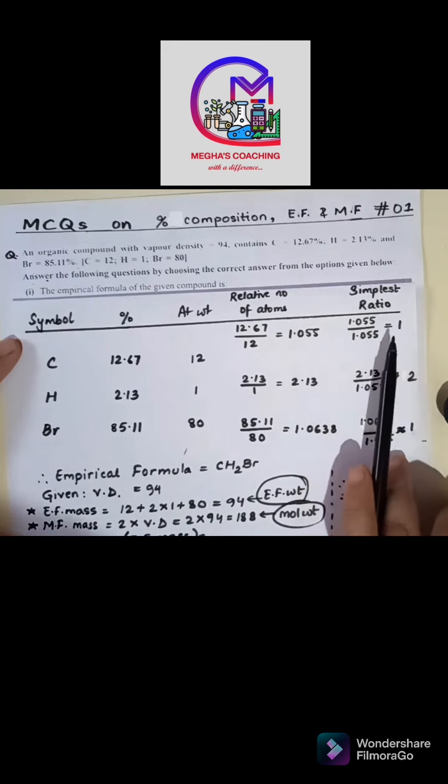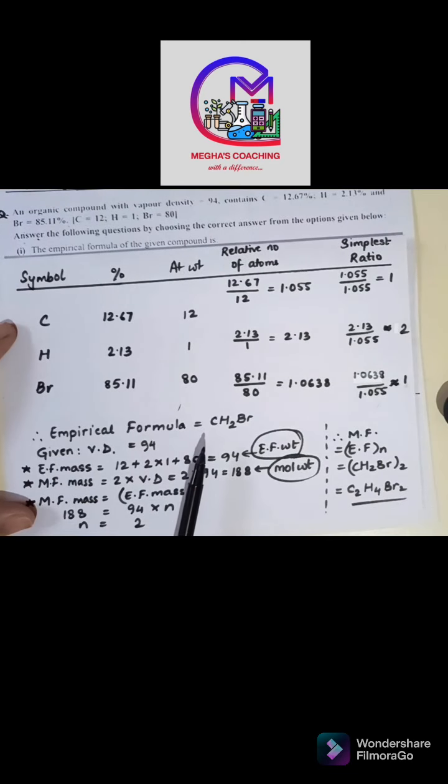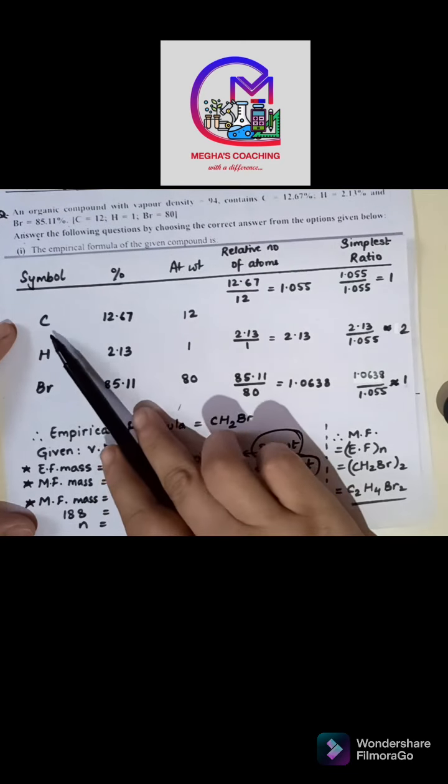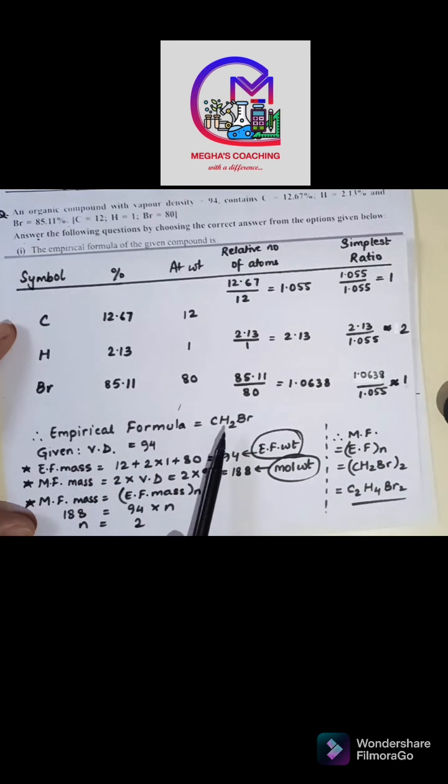So here you will get almost 1, and we can just take the approx values also over here. So this is 2 and this is 1. Now from this we will get the empirical formula, which is CH2Br. Why? Because C is 1, H is 2 and Br is 1. So CH2Br, we get the empirical formula.